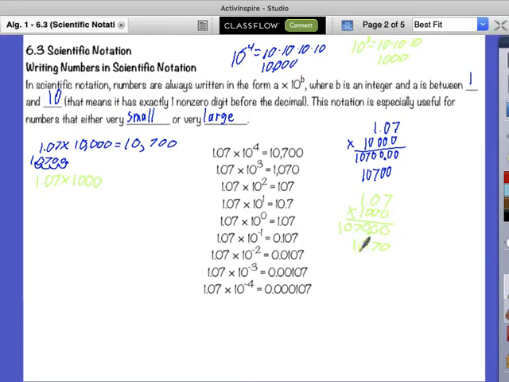So we end up getting 1,070. So how many spots would we have moved this decimal over? 1, 2, 3. 1,070.